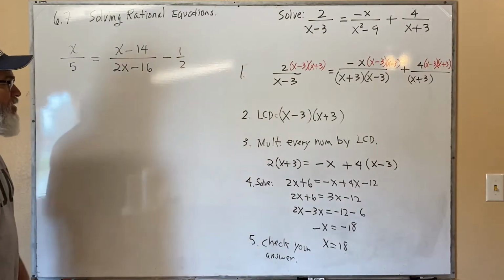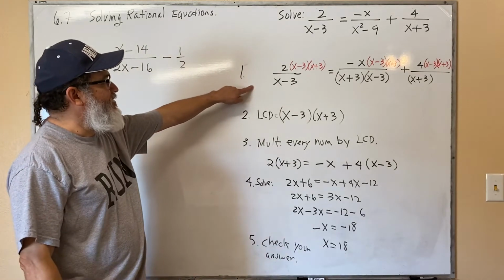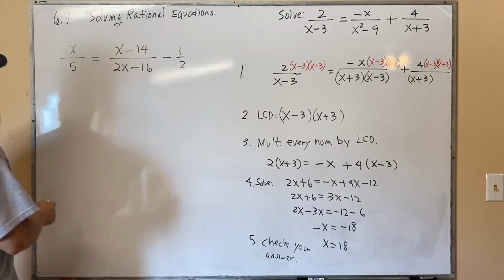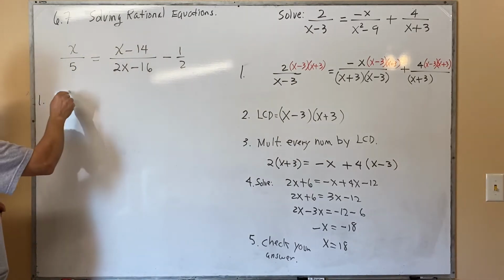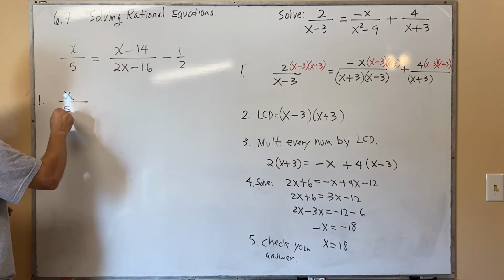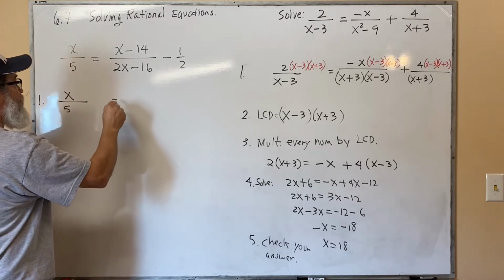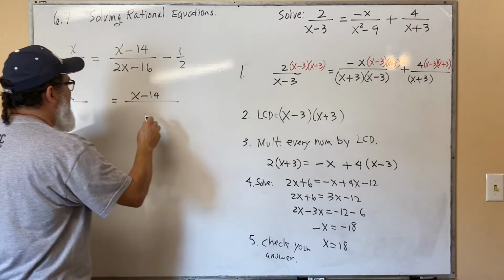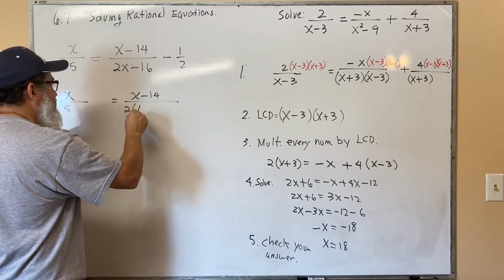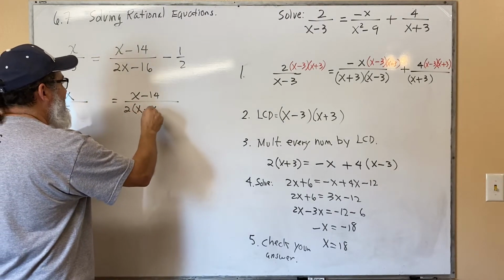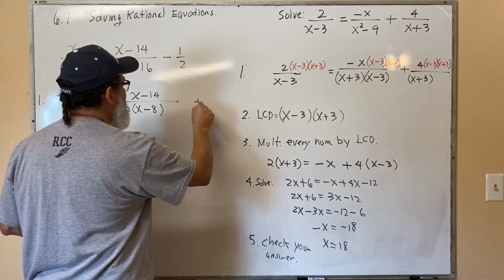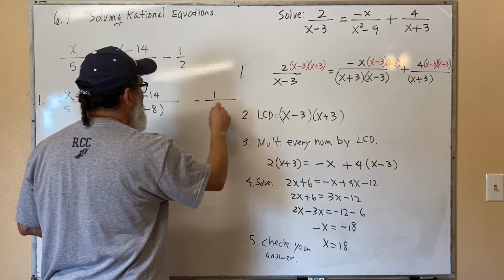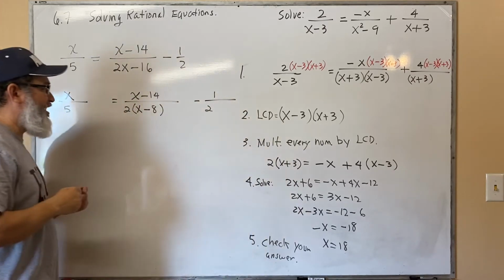Okay, let's take the first step. Factor denominators. Step number 1: x over 5 equals 2x minus 14 divided by 2 times x minus 8, minus 1/2. That's your step number 1.